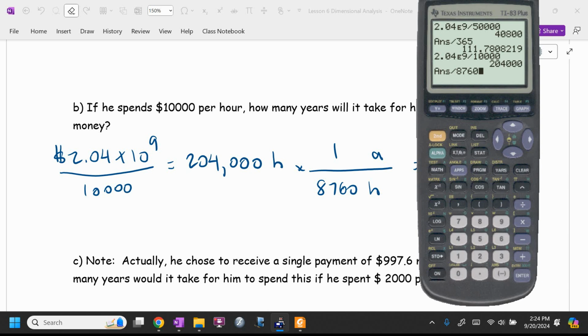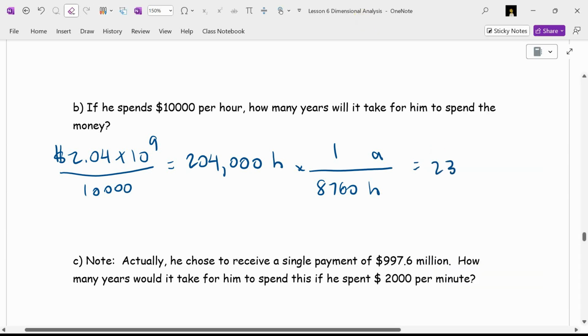If he spends at this rate, can he spend the money in his lifetime? What's the flaw in this reasoning? Is it basically 24 years? 24.8. What's the flaw in this spending $10,000 per hour? What's the problem with that in practical, if not in theory? Can't sleep, can't eat. Yeah, okay. So in real life, no, but let's spend $1 billion or a couple of dollars. Yeah. Let's call it 23.3 years.